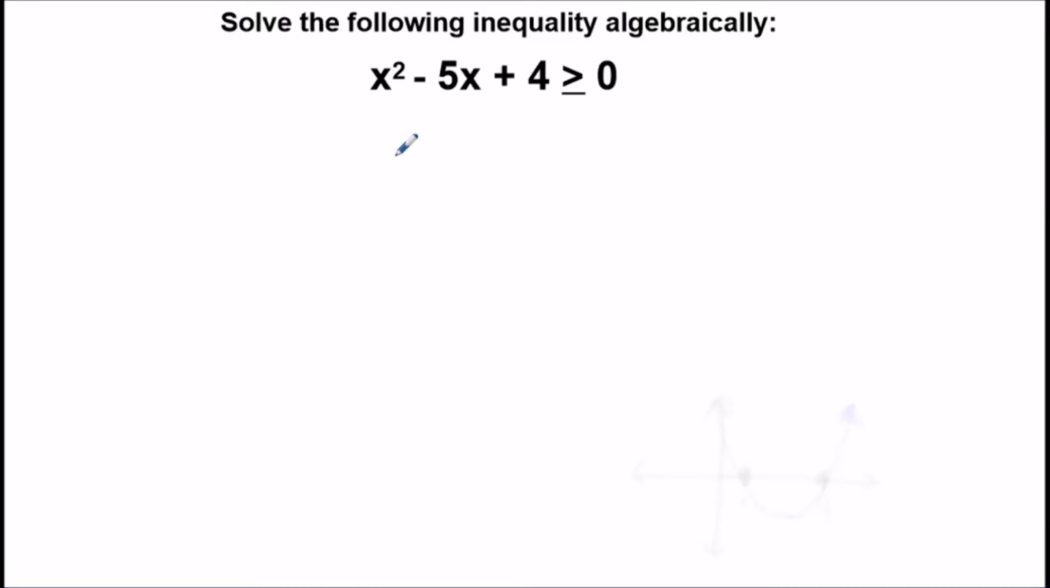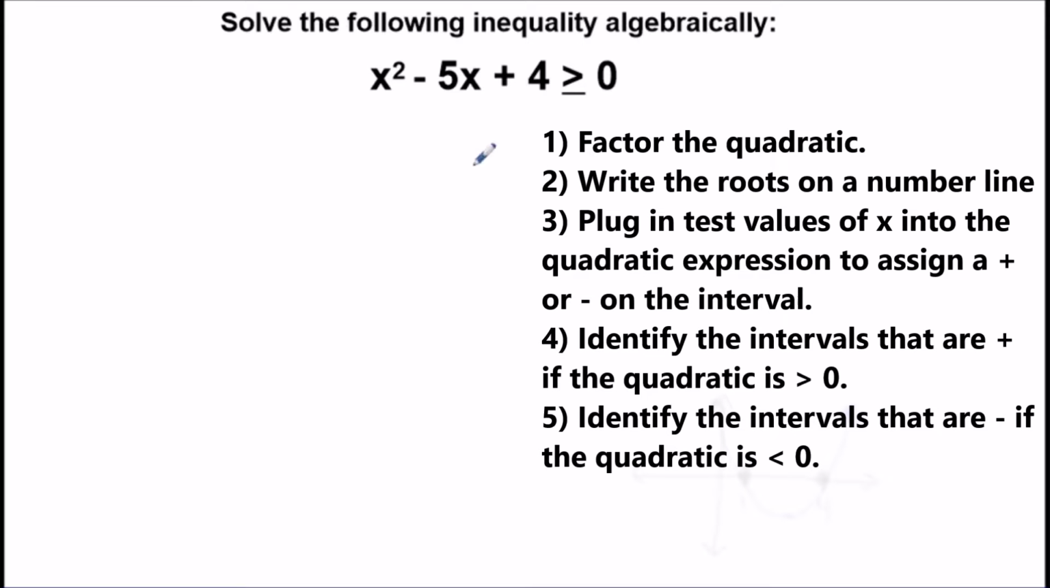In this video, we want to take a look at how to solve a quadratic inequality. So we have x squared minus 5x plus 4 is greater than or equal to 0, and we want to solve this algebraically. Now, here are the steps. The first thing we want to do is factor the quadratic expression.